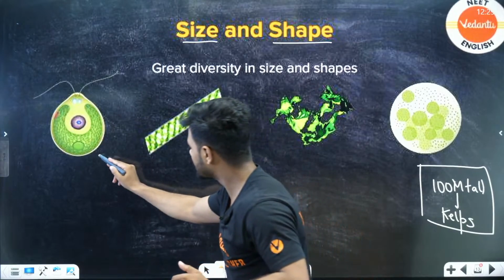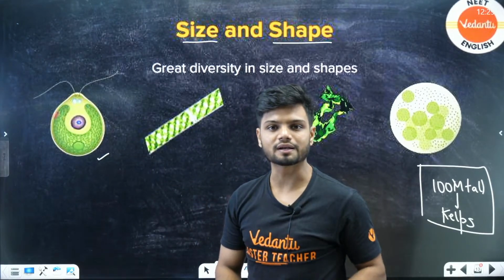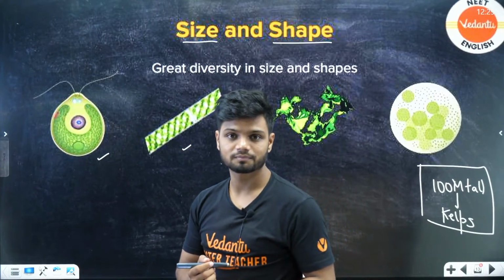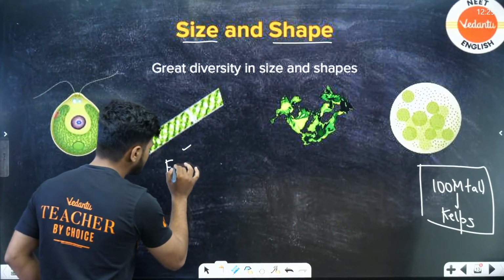So this is your Chlamydomonas, which is unicellular in nature. And we have certain filamentous algae.